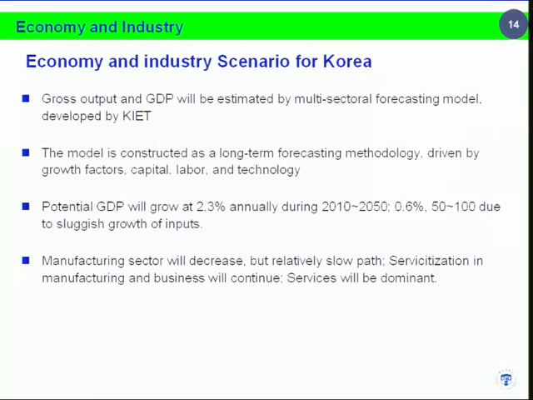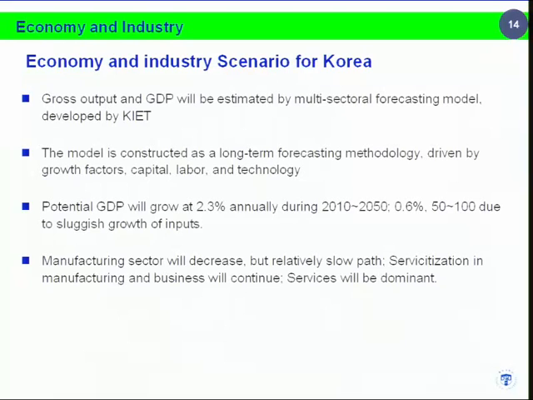The other important thing is we don't think the manufacturing activities in Korea are sustainable forever because we have a lot of competitors.